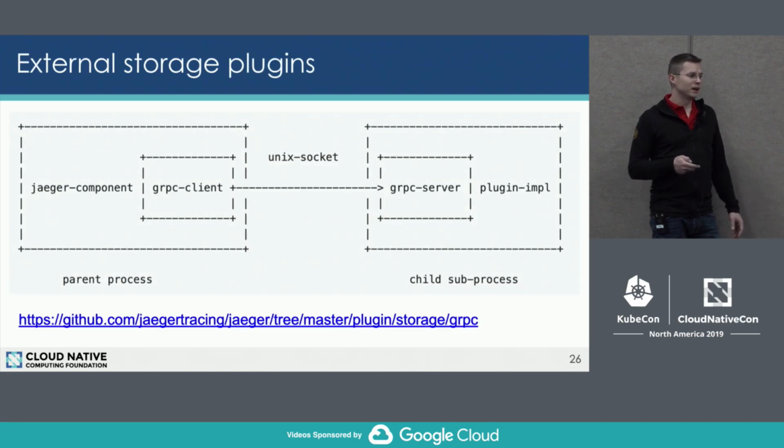This is basically the diagram for the gRPC storage plugin. A lot of people ask for it because we don't want to maintain all the storage layers in the main repository. And with this, you can basically have the code base somewhere else, but still use it with the upstream Jaeger.